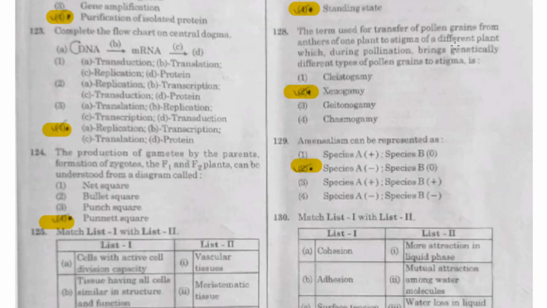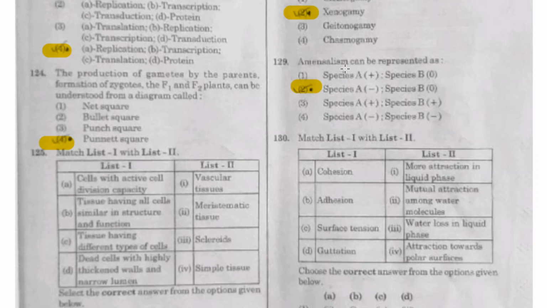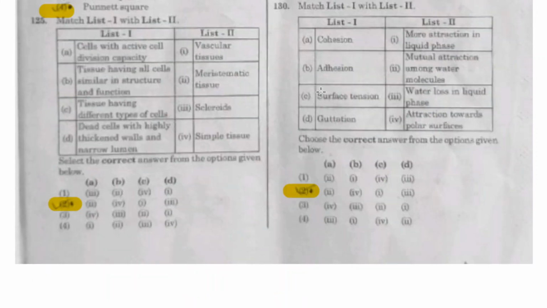The term used for transfer of pollen grain from anther of one plant to stigma of different plant. So it is xenogamy. And amensalism, also one partner is actually the bacteria and fungal partner, and fungal will be releasing. One partner is completely under loss, another partner neither benefited nor getting lost. This is the amensalism. Number 2 is the option.